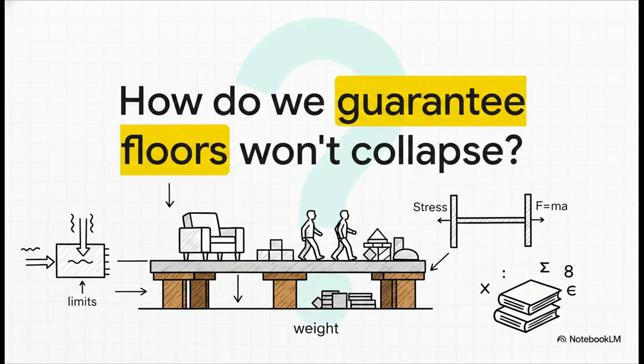So here's the pretty high stakes question. How do engineers guarantee the floor beneath you won't simply collapse under the weight of your furniture, people, and its own materials? It's not magic, right? And it's definitely not guesswork. The answer lies in a universal language of forces, stress, and limits. And today, we're going to learn exactly how to read it.